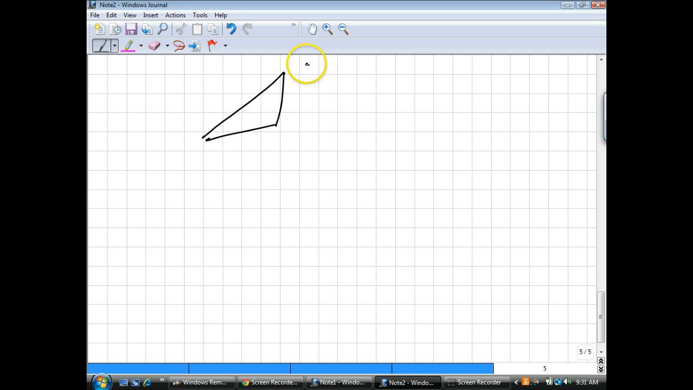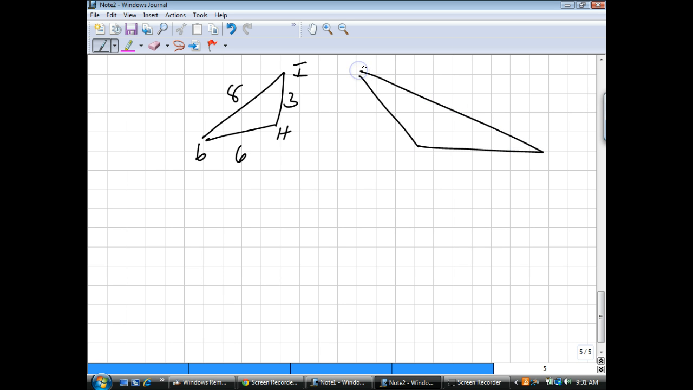So this is I, H, and G, and this is 8, 3, and 6. And this is J, K, and L. And this is 24, this is 9, and this is 18. So notice in this example, I don't know anything about the angles, but I know about the sides.